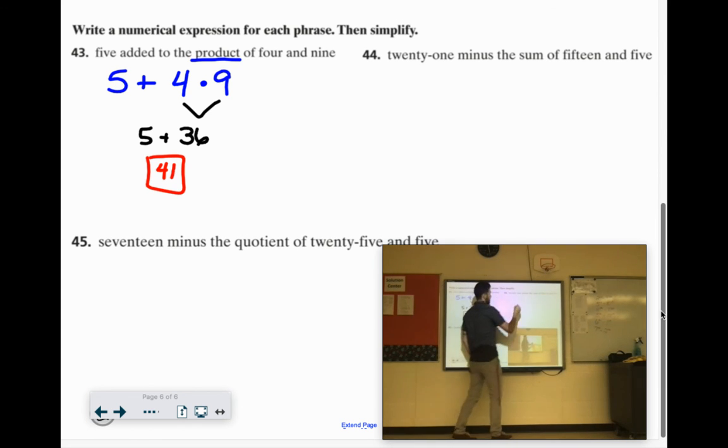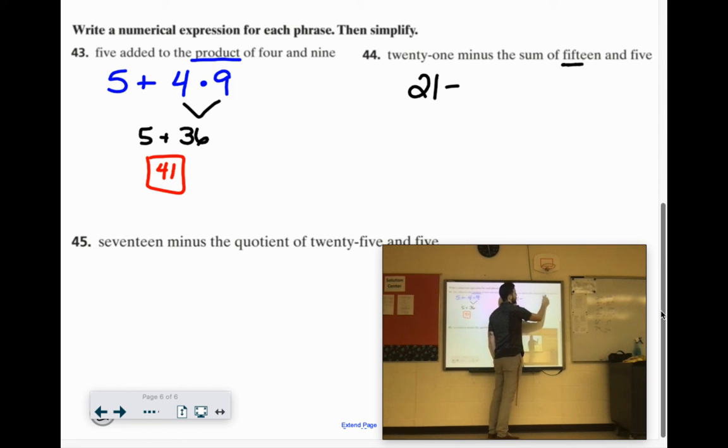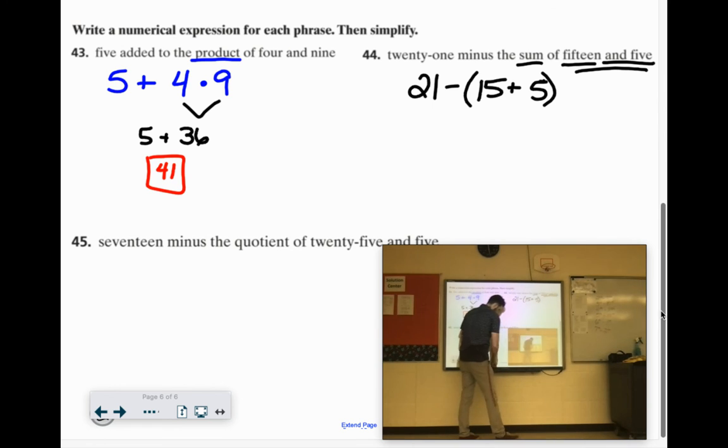21 minus. Now when it says the sum of, we're going to put that in parentheses, because they're not just saying 21 minus 15. They're saying 21 minus the sum of 15 and 5. So we have to do the sum part first, and the only way we're going to be able to write that is if we put them in parentheses. What's 15 plus 5? Now if we do our order of operations, we would do the sum first, right? Because it's in parentheses. So 15 plus 5 is 20. And 21 minus 20 comes out with 1.